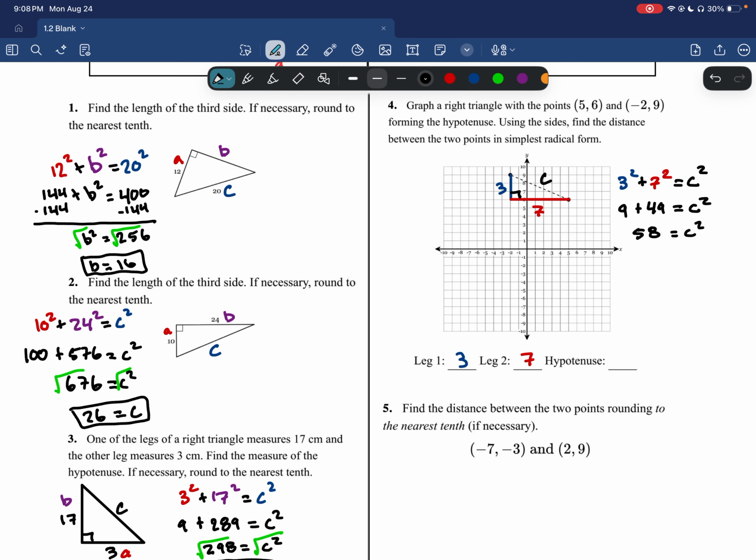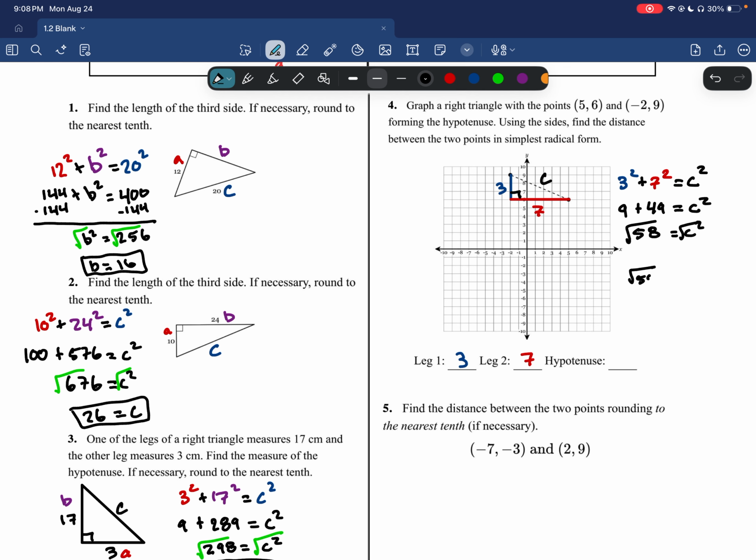So we got 58 equals c squared. And then lastly, we want to get c all by itself, so we are going to square root both sides. We get the square root of 58. I am going to just type that in my calculator real quick, just to make sure it doesn't come out to a nice even number. When I type that into my calculator, it does not come out to a nice even number. I get like 7.6 and so on, which means I have to simplify this by hand. So I'm going to do that real quick.